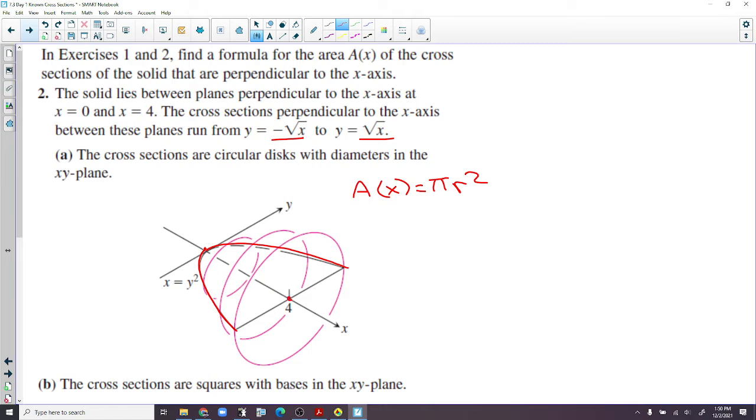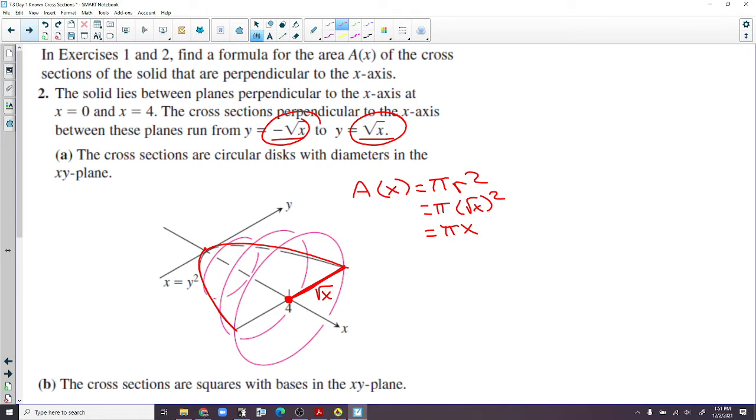But the radius of this circle, it doesn't go all the way across like the base did of the square and the triangle. It just goes from the x-axis to the curve. So the length of that radius is the square root of x. Whoops, not that one, but this one rather. So that's the length of the radius. So this is equal to pi square root of x squared. So the answer that the book is looking for is simply pi x.